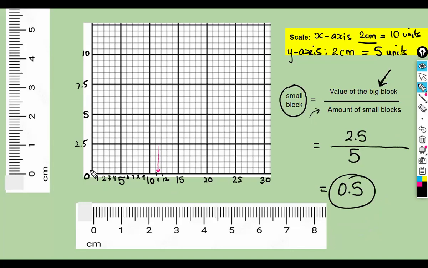So if here's 0, here's 0.5, 1, 1.5, 2, 2.5. So where would 11.5 be on the y-axis? Well, if here's 10, here will be 10.5, here will be 11, and finally, this block exactly would be 11.5. Did we have to go in between a small block in that particular case to get 11.5? And the answer is no. So you see, 0.5 doesn't always mean exactly in the middle.